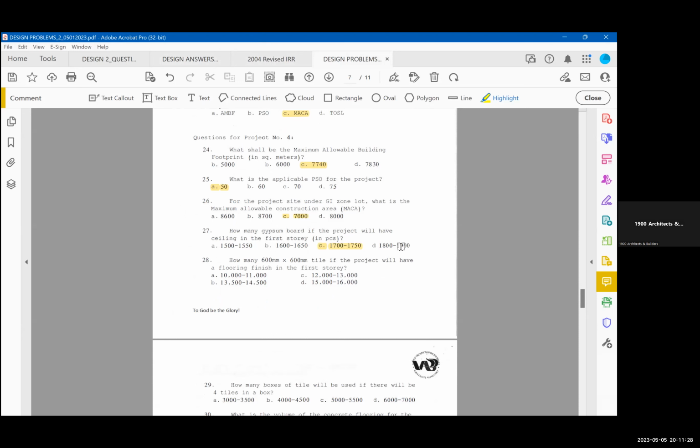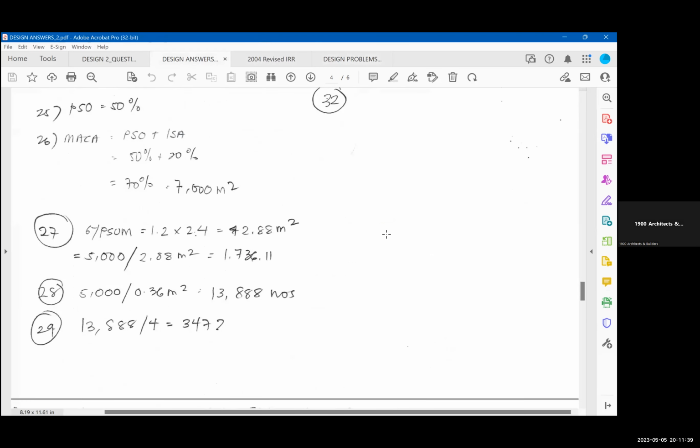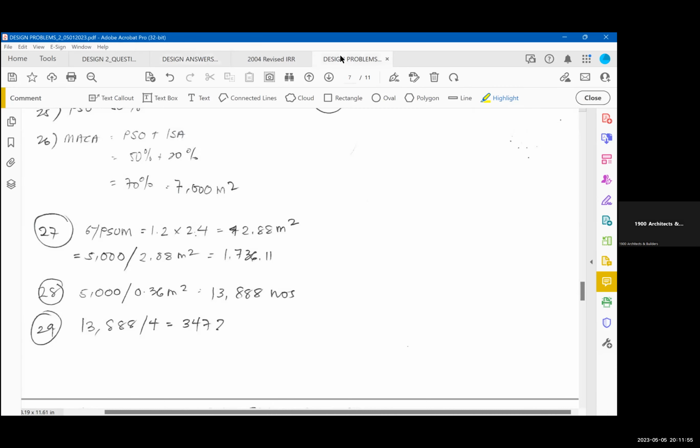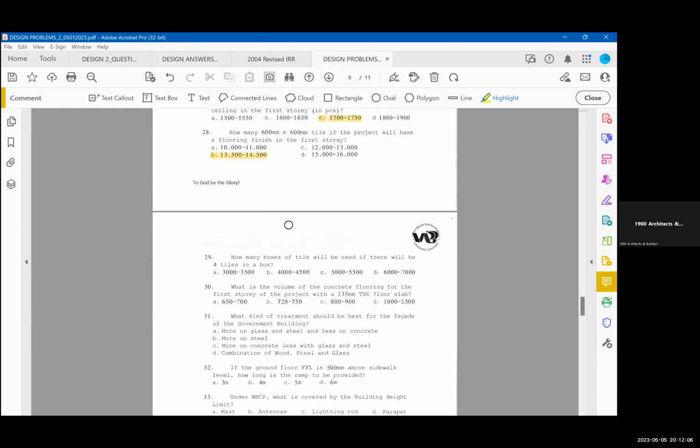Okay, number 28. How many 600 by 600 tile if the project will have flooring finish in the first story? Ano namang answer dyan? So, kukumpitin din natin yun. From the 5,000, is 0.36, the 0.6 times 0.6. Yun yung area ng tiles. So, ang nakuha natin ay 13,888. So, 13,888 is between letter B.